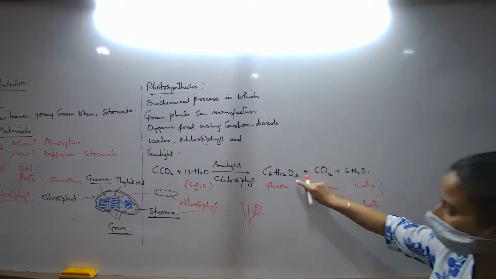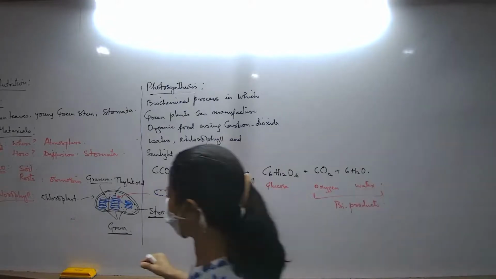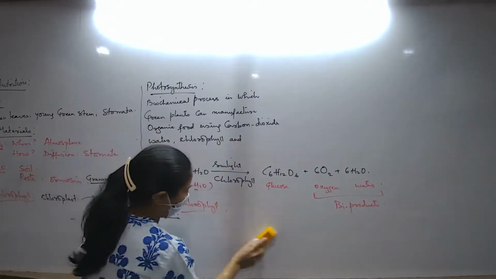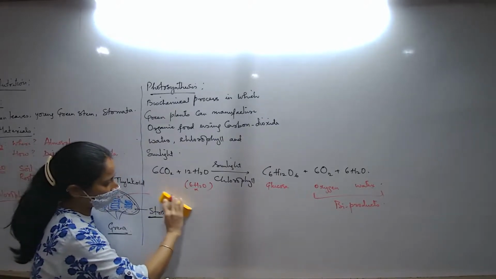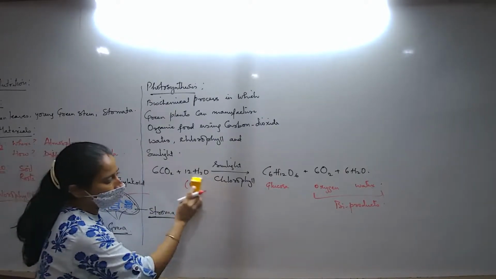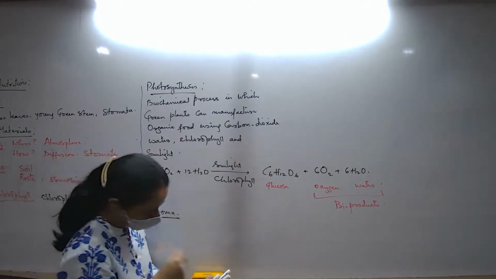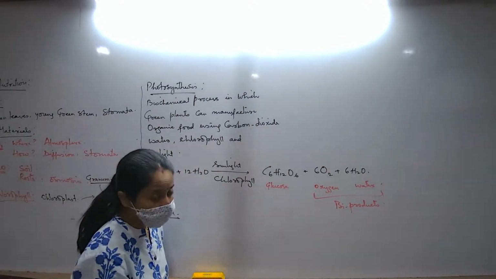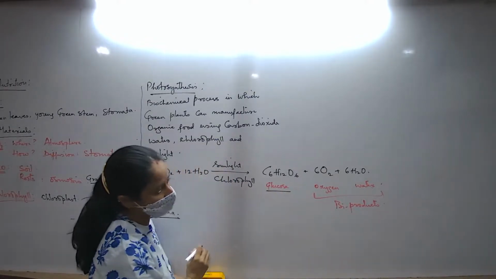So let us talk about these products now. The first one, glucose. What is its fate? Just now I told you that any particular plant produces food much more than what it needs. Now, if we believe that, then we are going to understand that the fate of glucose would be something this way.